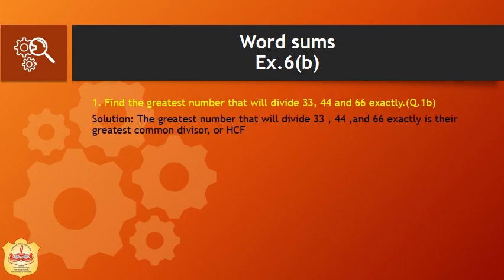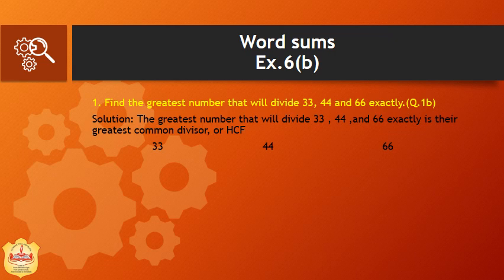The greatest number that will divide 33, 44 and 66 exactly or fully without leaving any remainder is their greatest common divisor or HCF, that is highest common factor. So children, we will find out the highest common factor of 33, 44 and 66, and that we will do by prime factorization method. So let's see how we will find out. So here the three numbers are 33, 44, 66. So let us begin with 33.